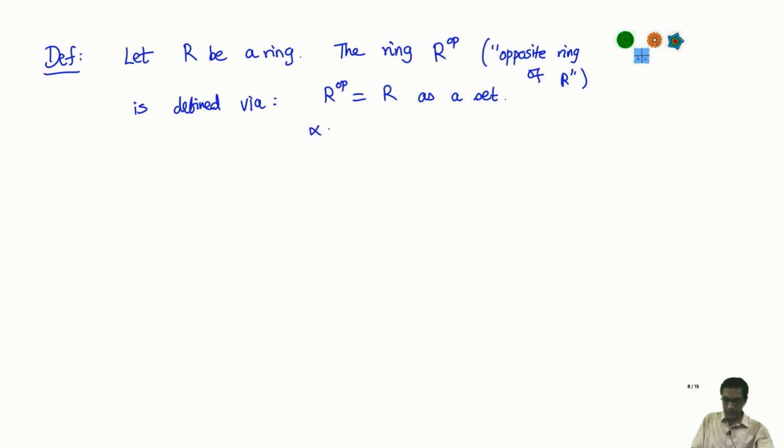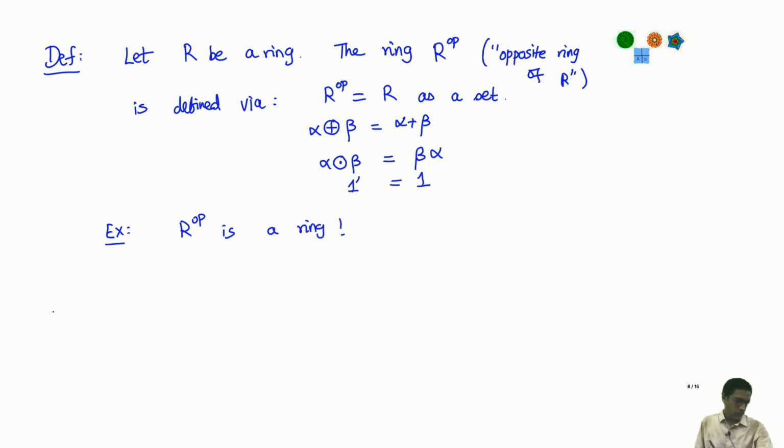What is the addition operation in this ring? Let me put a circle around it, so this is a new operation. The new addition operation is the same as the old addition operation. The new multiplication operation is the same as the old multiplication operation, but carried out in reverse. And the identity element will turn out to be the same as the identity element of R. So the new identity is the same as the old identity. Check that this makes R op into a ring. So here's an exercise. If I am given a ring, I can construct the opposite ring. Exercise: prove that R op is in fact a ring.